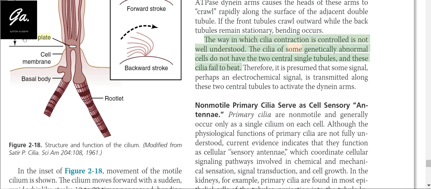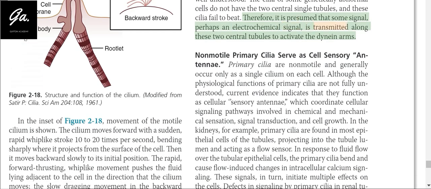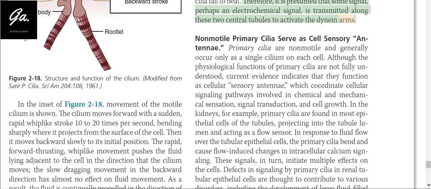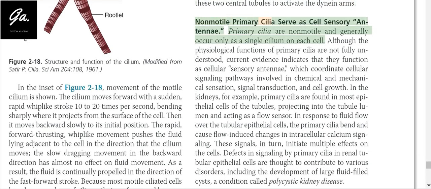The cilia of some genetically abnormal cells do not have the 2 central single tubules, and these cilia fail to beat. Therefore, it is presumed that some signal, perhaps an electrochemical signal, is transmitted along these 2 central tubules to activate the dynein arms. Non-motile primary cilia serve as cell sensory antennae.